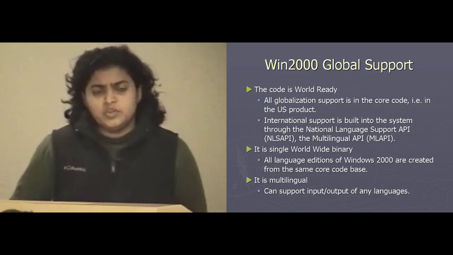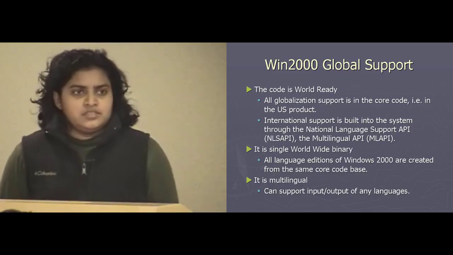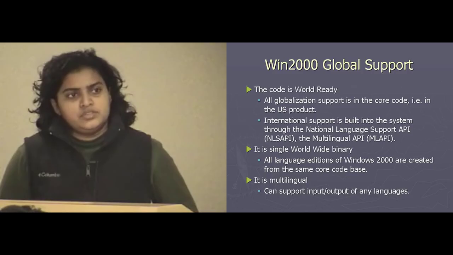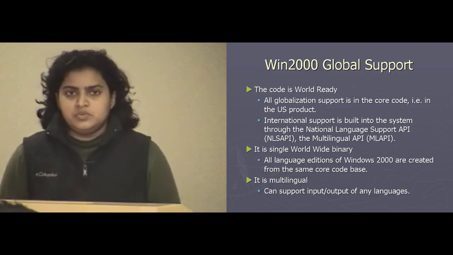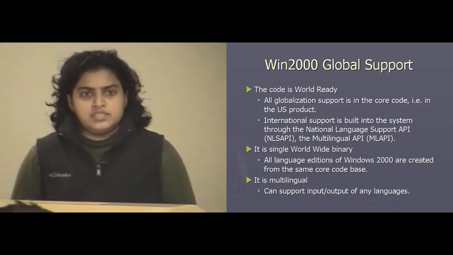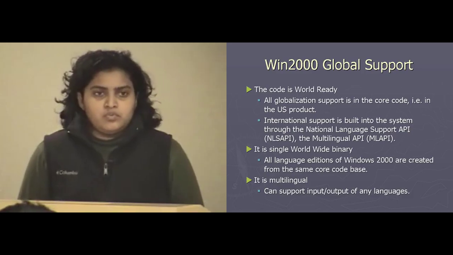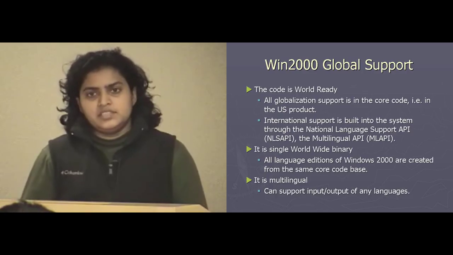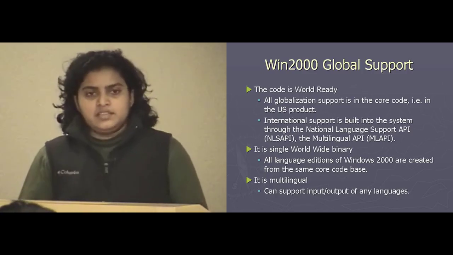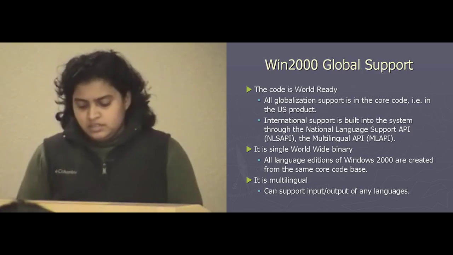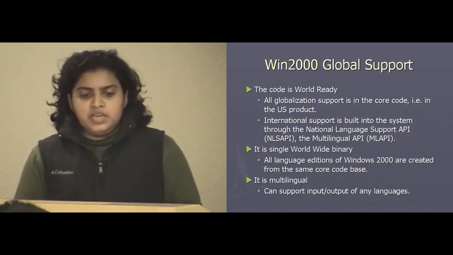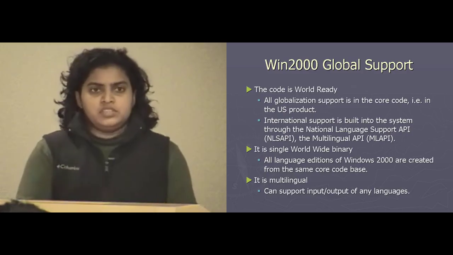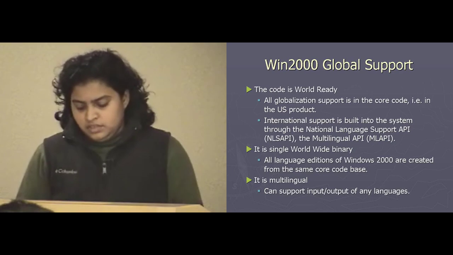So, what is globalization? Basically, Windows 2000 has just a single code base, and all the different language versions of Windows 2000 that come out, like the Japanese version, the German version, everything is built from the same code base. So you have one single binary, and that is localized. All the resource strings, everything that's related to the user interface, is localized, and then you come up with a localized version of the operating system. The main intention of globalization is to be able to support the different languages that we want to support.